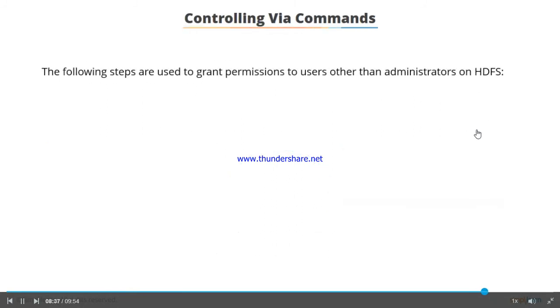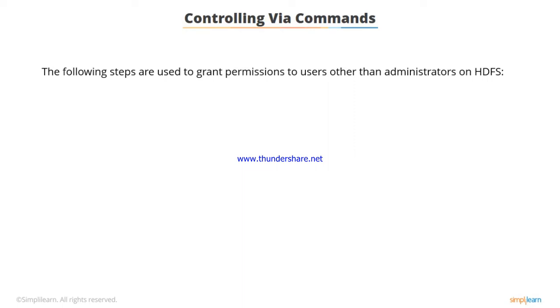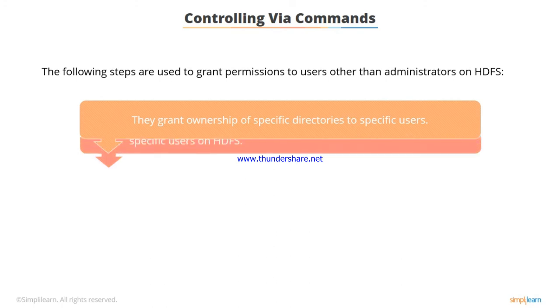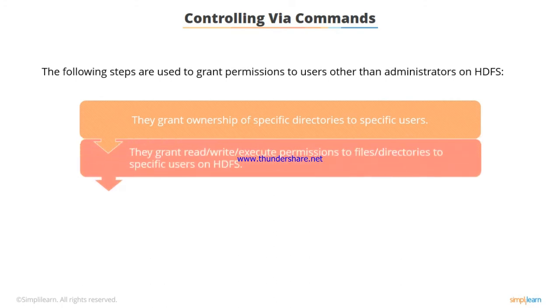The following steps are used to grant permissions to users other than administrators on HDFS. They grant ownership of specific directories to specific users. This allows users other than administrators to write data to HDFS under specific owner directories using change owner, or chown. They grant read, write, execute permissions to files and directories to specific users on HDFS using change mode, or chmod. When granting permissions to users on HDFS, the volume and count of data that they can write on HDFS is also considered.